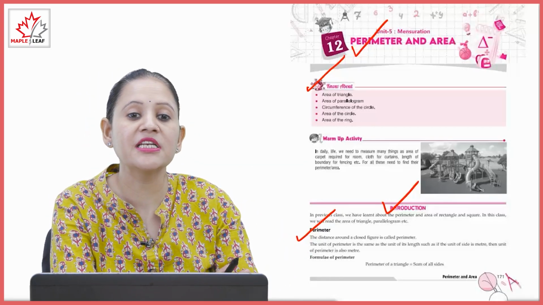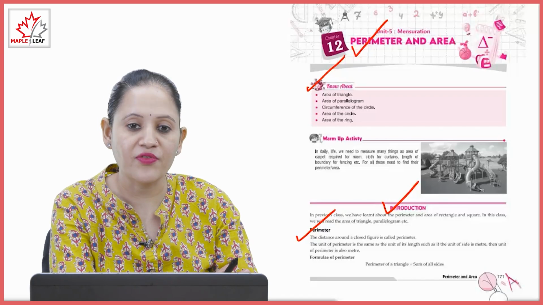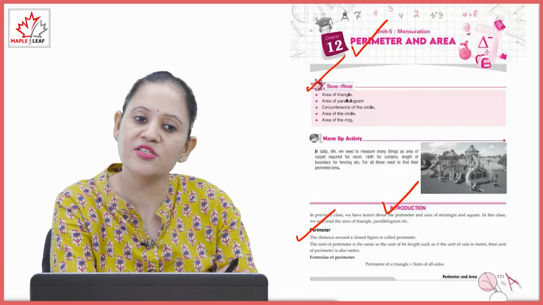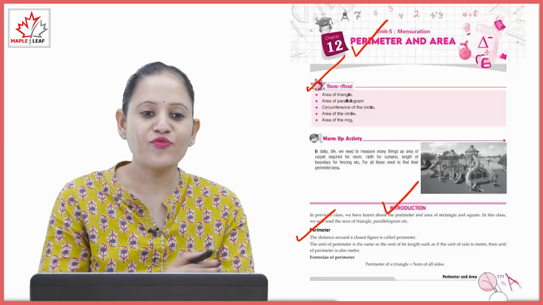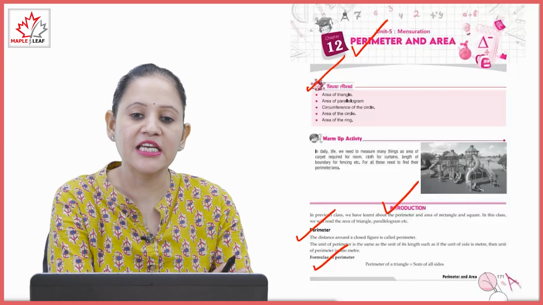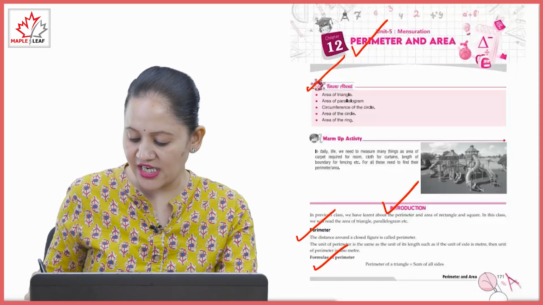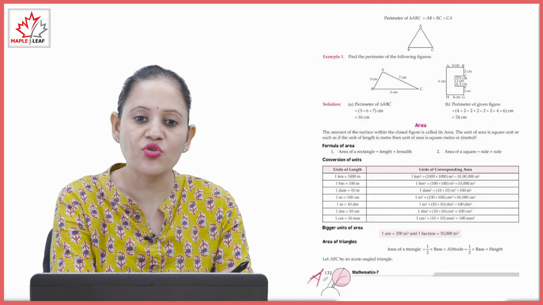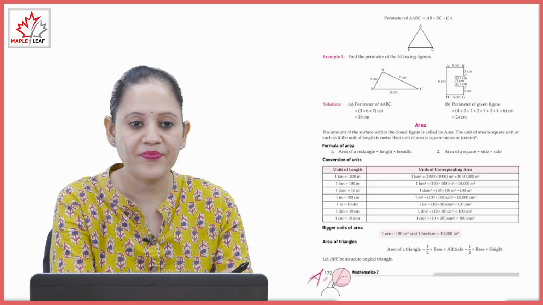The unit of perimeter is the same as the unit of length, such as if the unit of side is meter, then the unit of perimeter is also meter. Next is formula of perimeter. So the formula of perimeter of triangle is sum of all sides, means all three sides. Perimeter of triangle ABC equals AB plus BC plus CA.